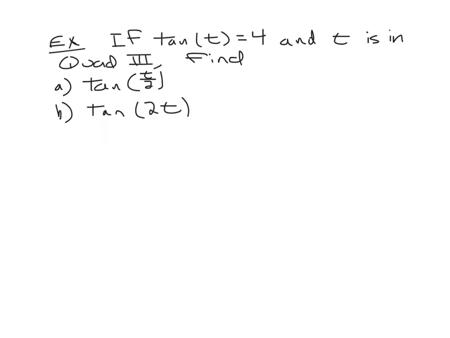So here's another example. If the tangent of some angle t equals 4, and t is in quadrant 3, so t is an angle with terminal point in quadrant 3, we want to find the tangent of half of t and the tangent of twice t. So we're going to use a half-angle formula and a double-angle formula.